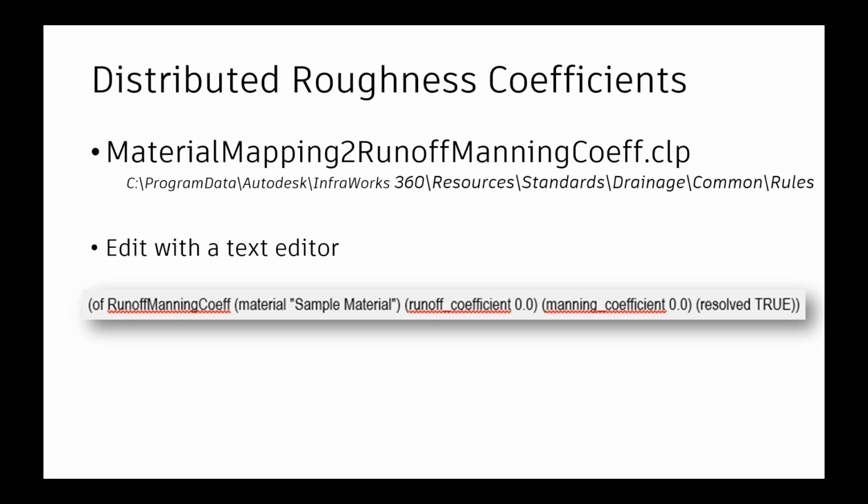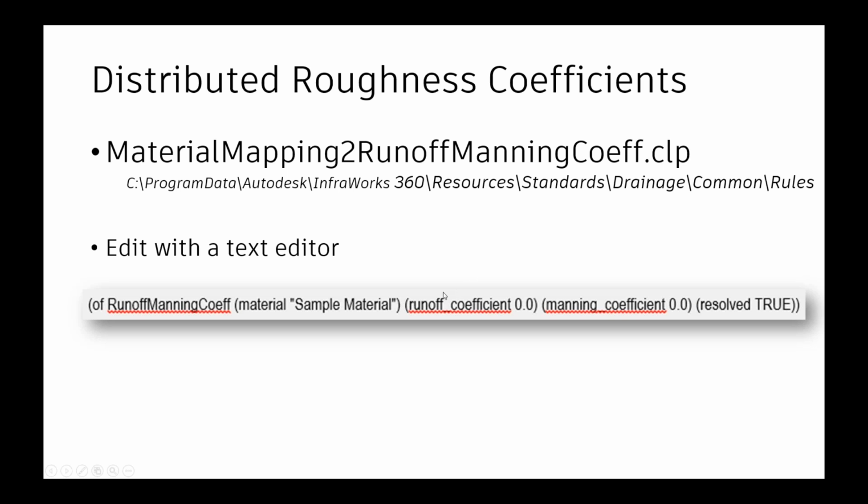You can open this up with a text editor. It's just an ASCII file, so you can use Notepad, open this up, and edit it. It may look a little intimidating, but there's really not much to this. It's just simply a number of lines, and I'll show you the file in a minute. But it has the name of the material, a default runoff coefficient, and a default Manning's coefficient.